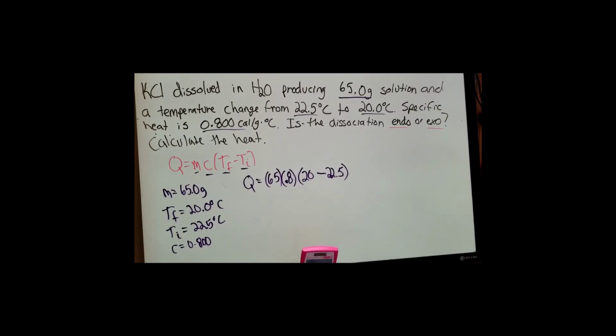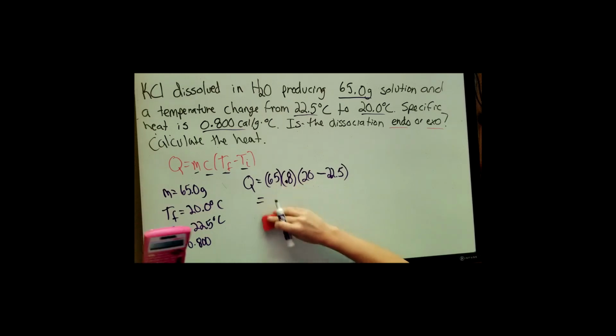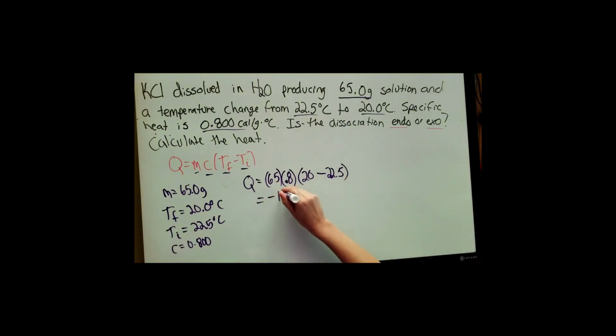20 minus 22.5. Negative 130. We're looking at 3 sig figs, so I am going to simply put a decimal point after that 0 to make sure it's counted. I don't know why I wrote 180 when I said 130. See, I need you guys here to do the calculations for me. All right. So negative 130.